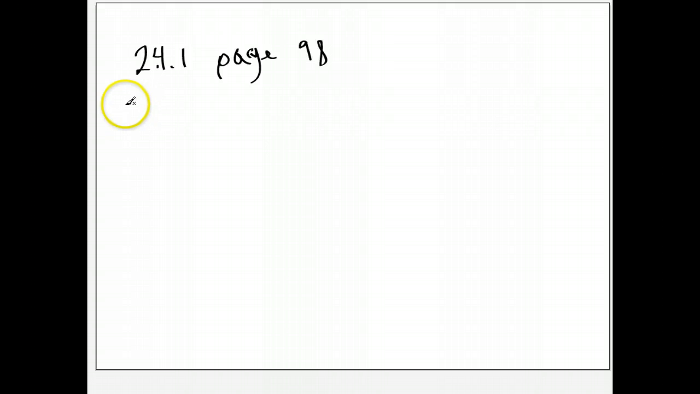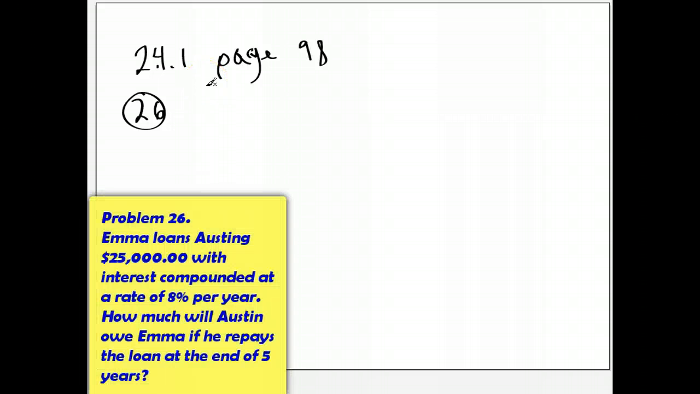So the first problem we're going to be working is problem 26. And I'm going to read it. Emma loans Austin $25,000 with interest compounded at the rate of 8% per year. How much will Austin owe Emma if he pays the loan at the end of 5 years?